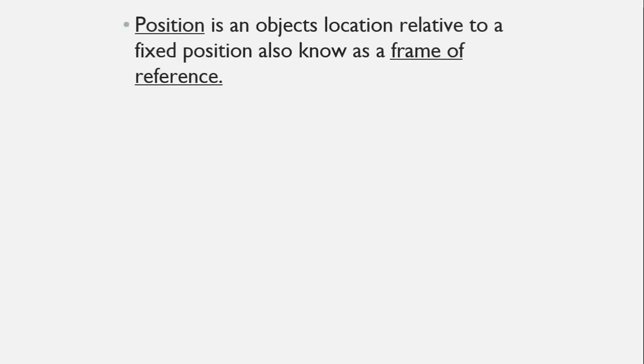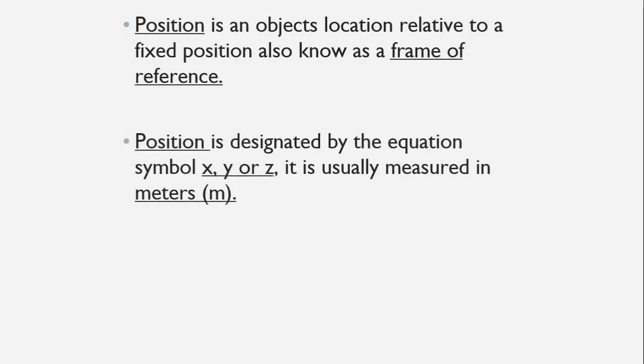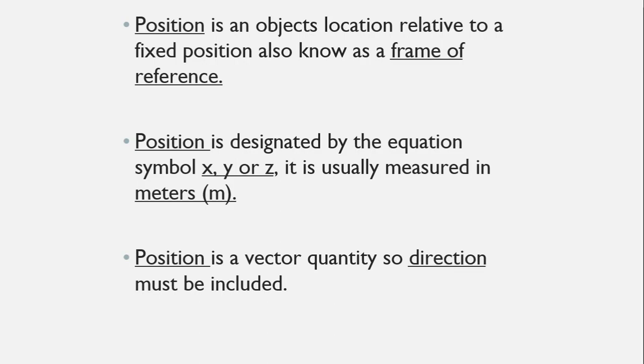Okay, position is relative to a fixed position, also known as a frame of reference. So when you're looking at position, it's in reference to something else. Normally that's the earth or your surroundings, and that's your frame of reference. Position is measured in meters and it's a vector quantity, so direction is included.